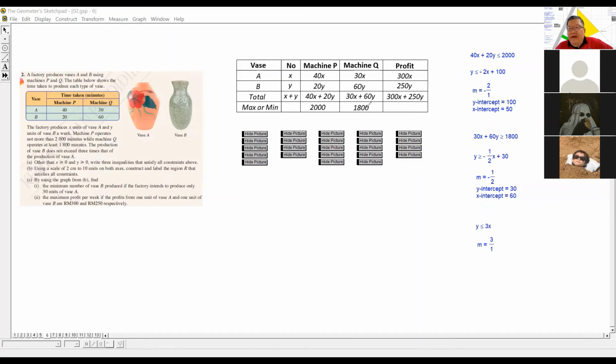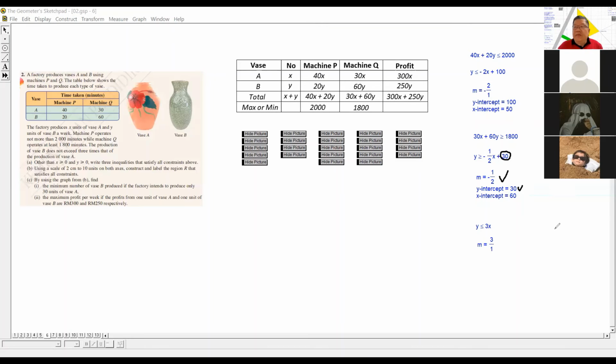This machine Q is very funny. You must use more than 1800 minutes. So this is the total time. The total time is more than 1800. So again, you make y the subject of the formula. Y equals negative 1 over 2x plus 30. From this equation, you identify the gradient, negative 1 over 2. Now, what is this number 30 here? This number 30 is the y-intercept.